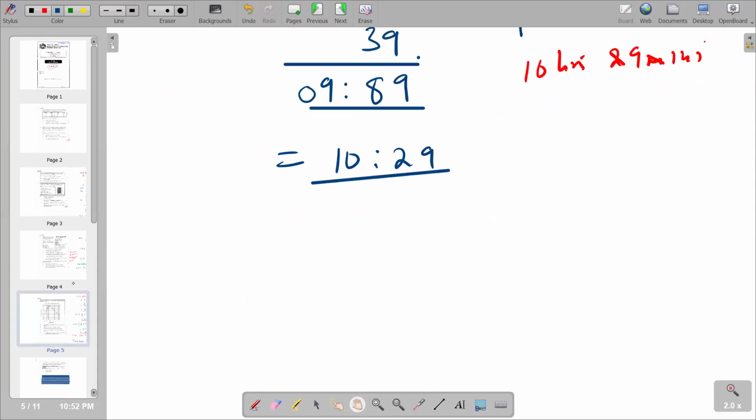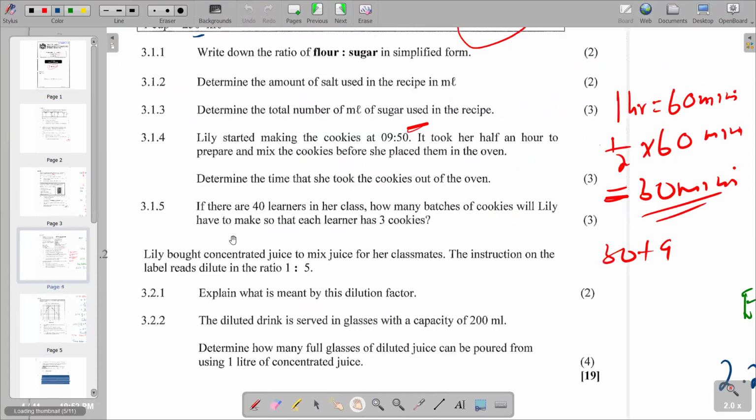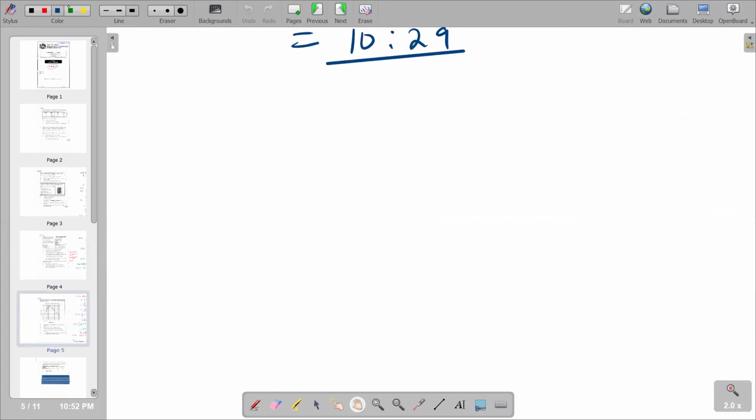So this is what we have on that part, and then we move on to the next part, which is going to be 3.1.5. If there are 40 learners in a class, how many batches of cookies will you have to make so that each learner has 3 cookies? So obviously 40 learners, each learner having 3 cookies, so you'll say 40 times 3. So the number of cookies needed is 40 times 3. So we come here, and this is going to be our 3.1.5.